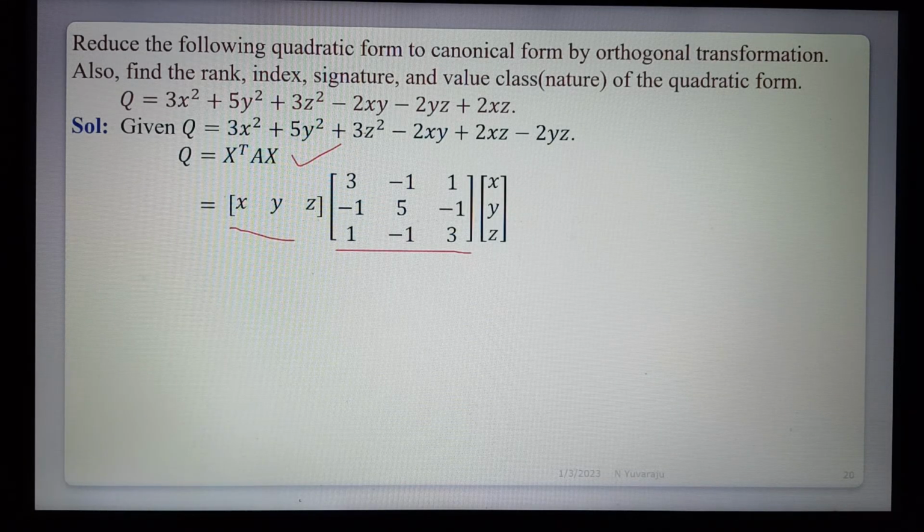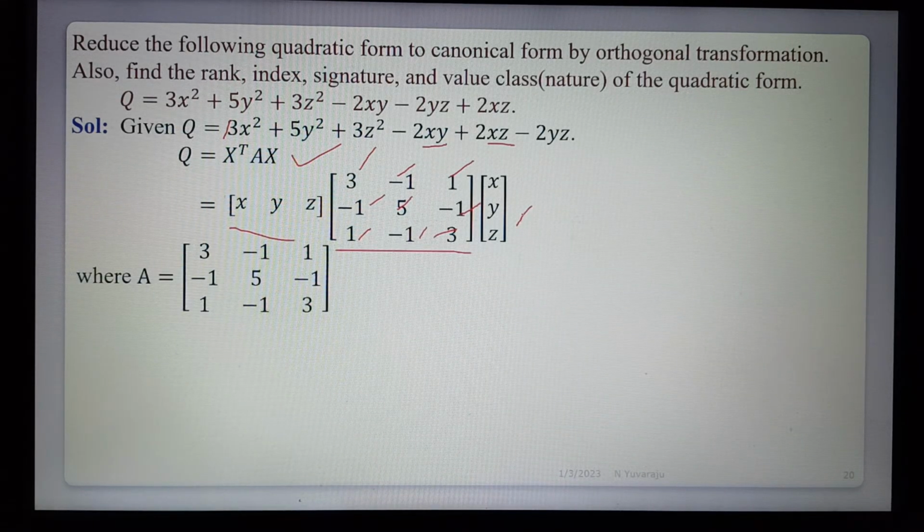The x square, y square, z square coefficients are the diagonal elements 3, 5, 3. Next, the xy coefficient is -2, that is -1, -1. The xz coefficient is 2, that is +1, +1. The yz coefficient is -2, that is -1, -1. So this is the coefficient matrix A.